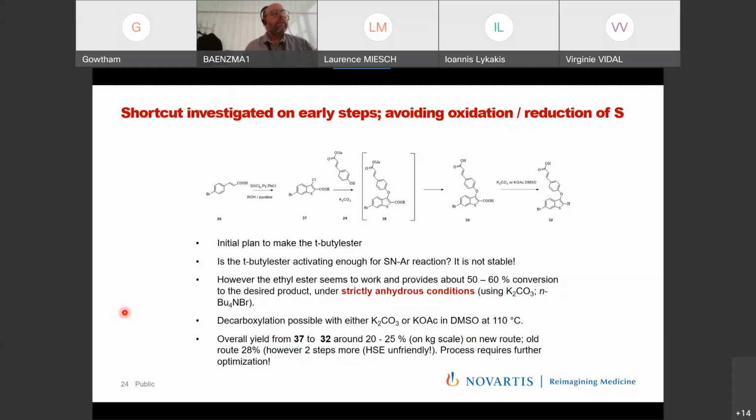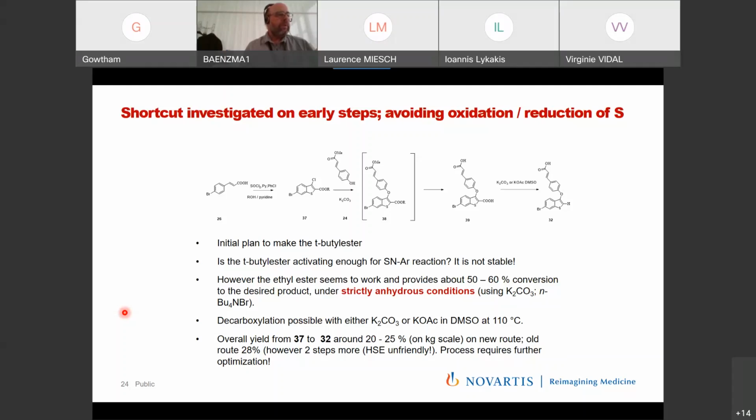Then later on, the 2 esters were hydrolyzed, or they're partially already hydrolyzed during the reaction conditions of the SNAr reaction. And then afterwards, the decarboxylation was possible with potassium carbonate in DMSO, or even the milder base potassium acetate in DMSO at 110 degrees. Overall, the yield of the sequence 37 to 32 was around 20 to 25% on kilo scale on the new route.